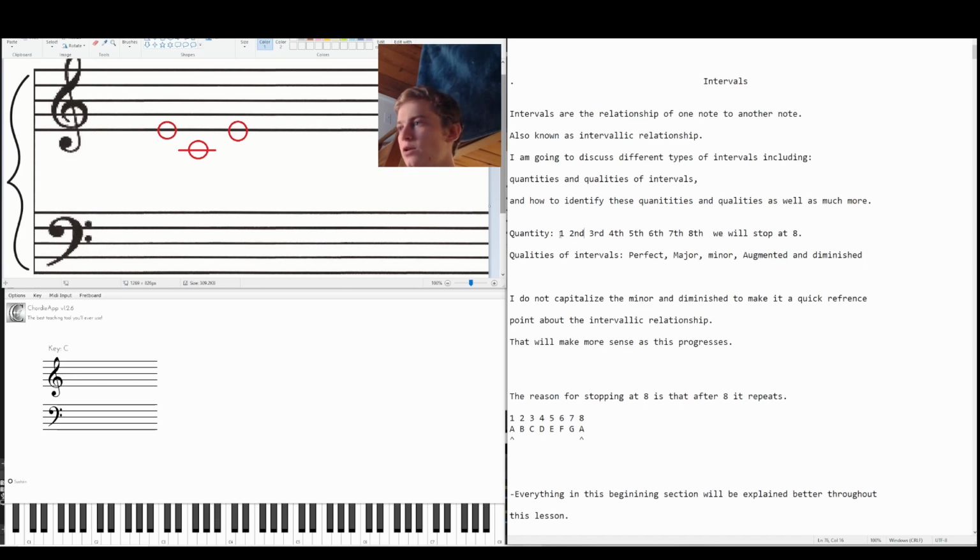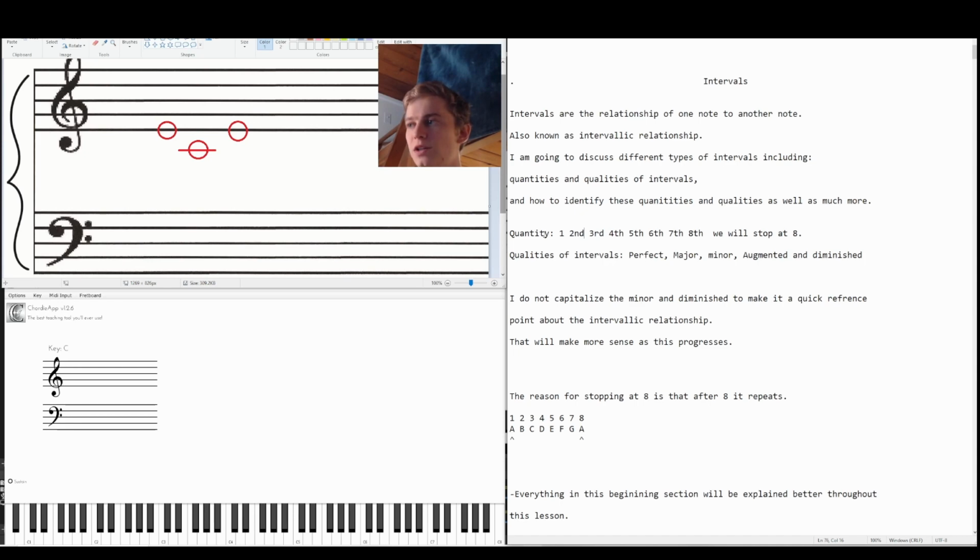As you see, we're looking at all numbers here. We have the 1st, 2nd, 3rd, 4th, 5th, 6th, 7th, 8th. We're going to stop at 8, and these are all numbers. So when you think quantity, just think quantity number. With number, think a number that expresses the interval. And that's the quantity.